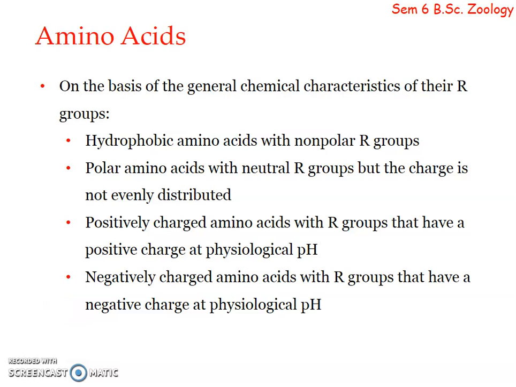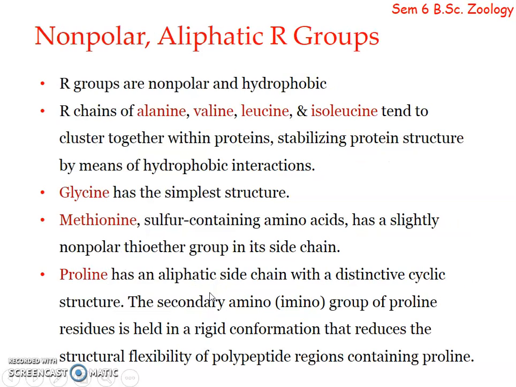Okay, so welcome back to this presentation on amino acids. And here we will be discussing the classifications of amino acids. On the basis of the general chemical characteristics of their side chain, the amino acids can be divided into these groups. The first one, hydrophobic amino acids with non-polar R group, polar amino acids, positively charged and negatively charged amino acids. Okay, we can check it one by one in detail.